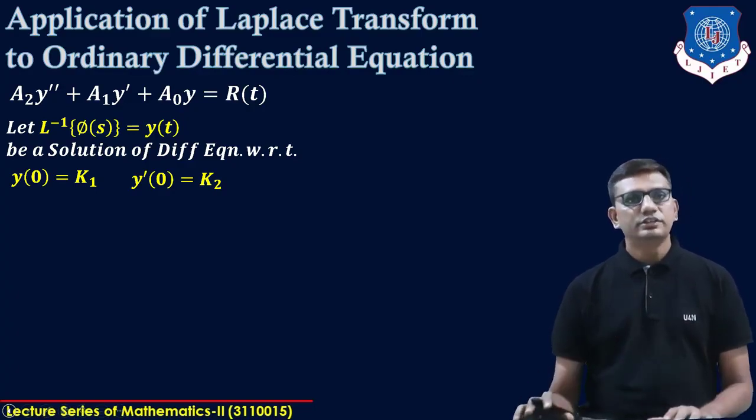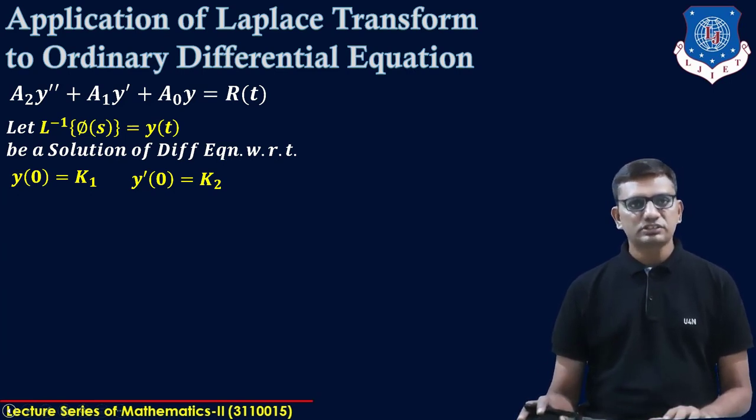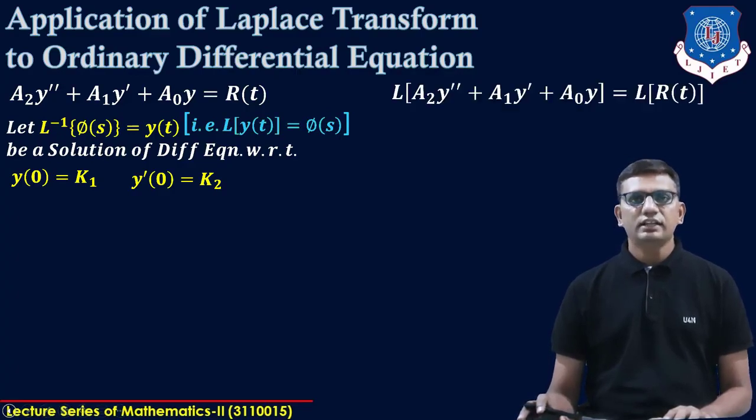Now to solve this differential equation using the Laplace transformation, we first assume that y(t) equal to L inverse of phi of s, that can be written as Laplace of y(t) is equal to phi of s. Now we take the Laplace both sides, then we get Laplace of a2 y'' plus a1 y' plus a0 y equal to Laplace of r(t). Here we already know the Laplace of r(t).